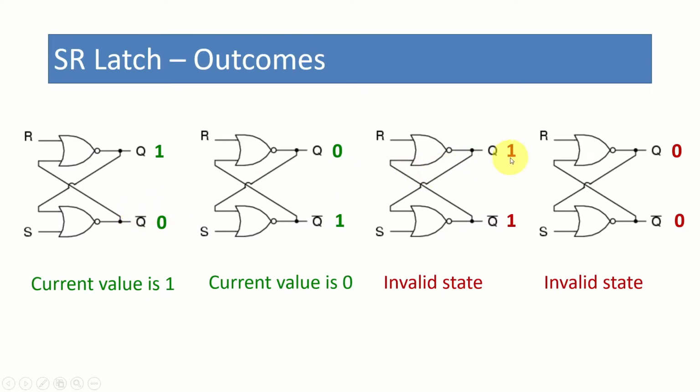And if we get 1, 1 or 0, 0 as the output, we say that the latch is in an invalid situation, because it has violated that basic rule. So when this is Q, this must be Q bar. If both are 1, that is not the case. So in that kind of situation, our latch is not going to give us the required functionality.